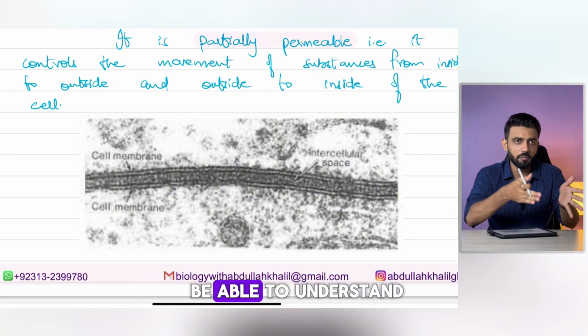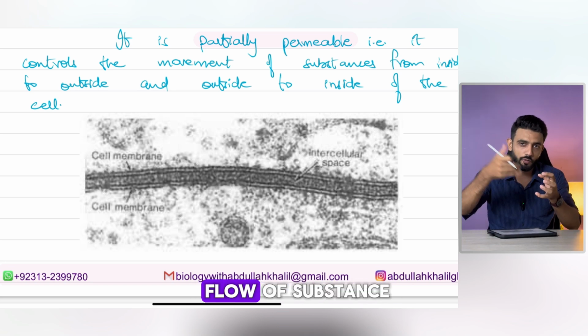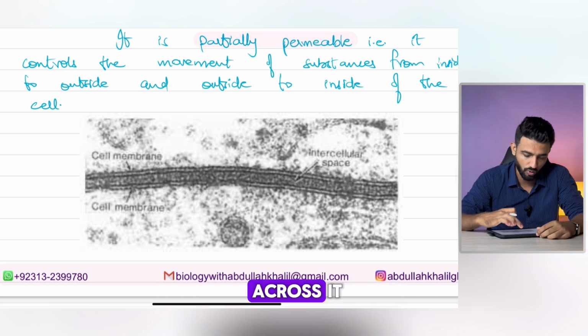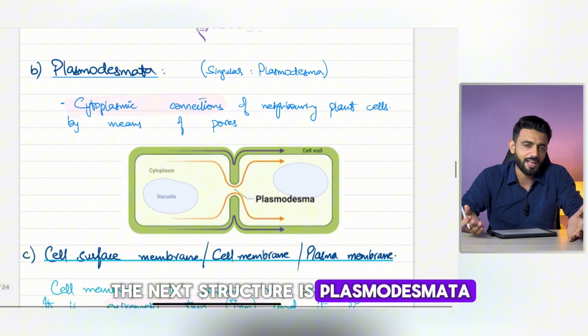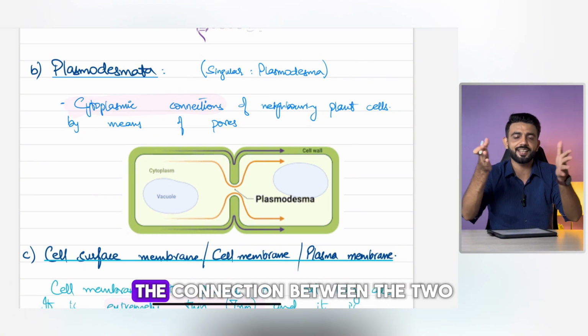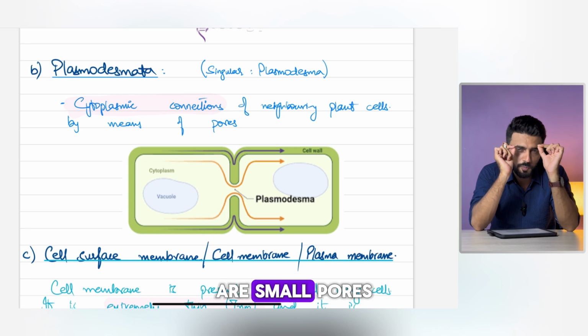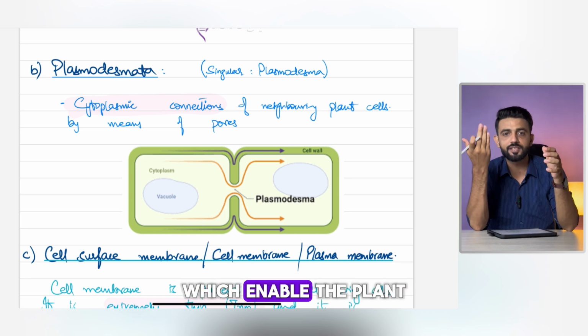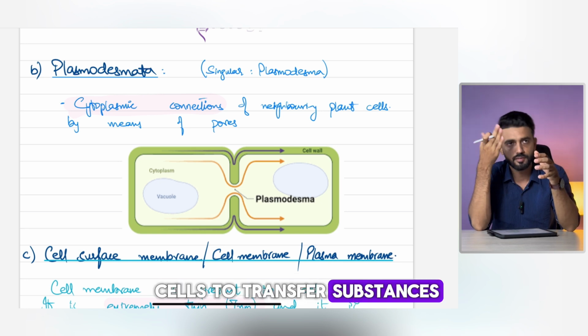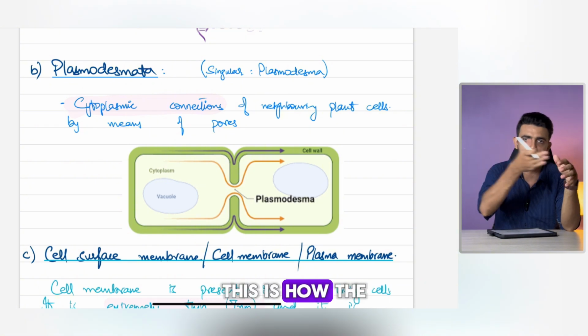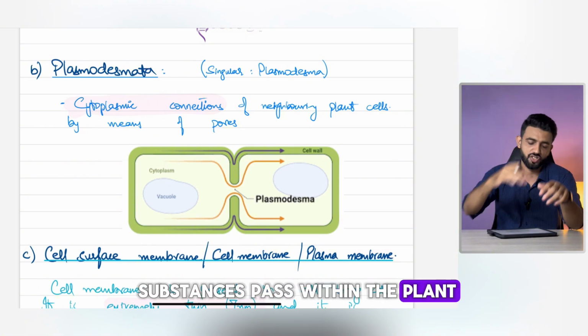Then you will be able to understand how it controls the flow and movement of substances across it. The next structure is plasmodesmata. Simply saying, it is the connection between two neighboring plant cells. The plasmodesmata are small pores which enable the plant cell to transfer substances from one cell to another. This is how substances pass within the plants.